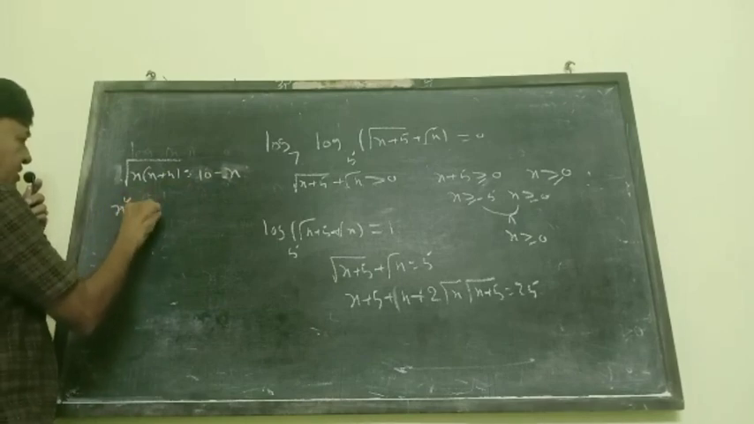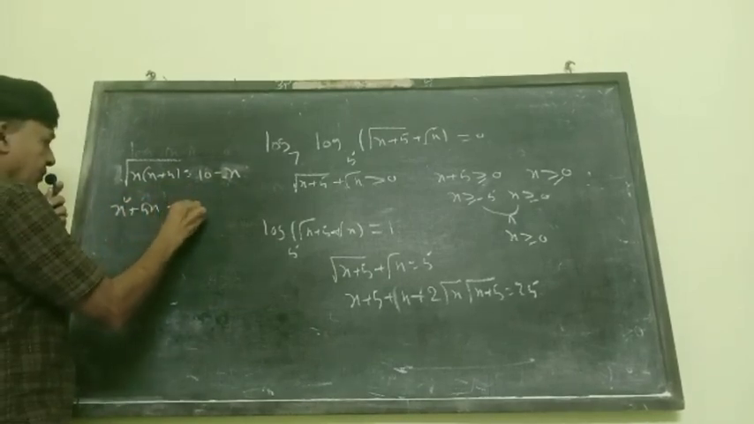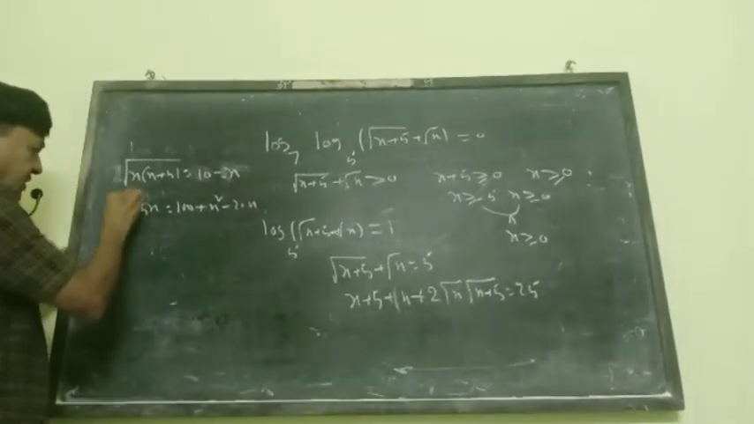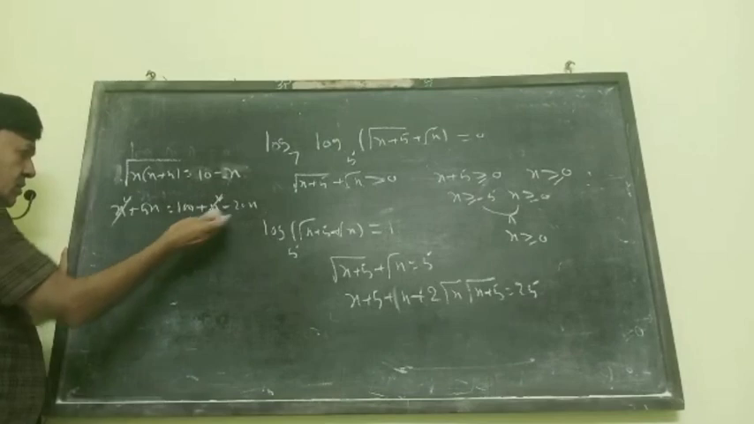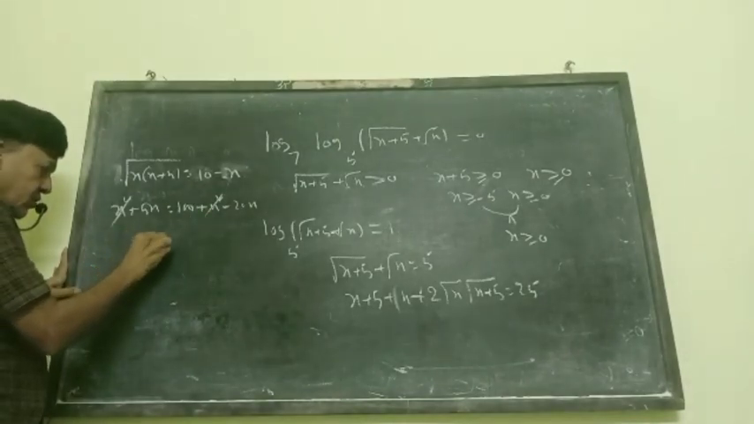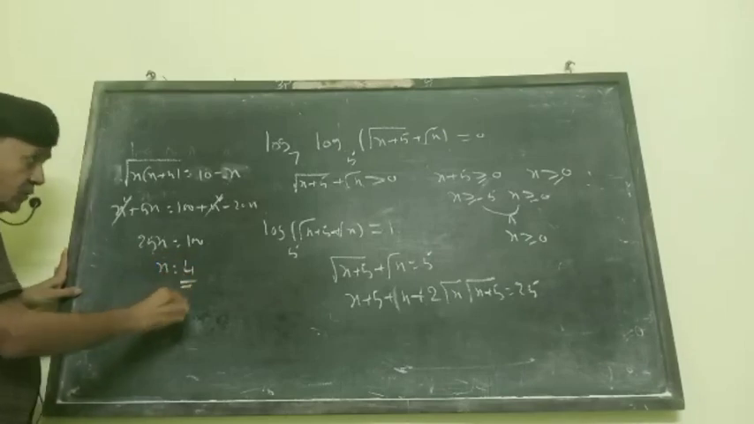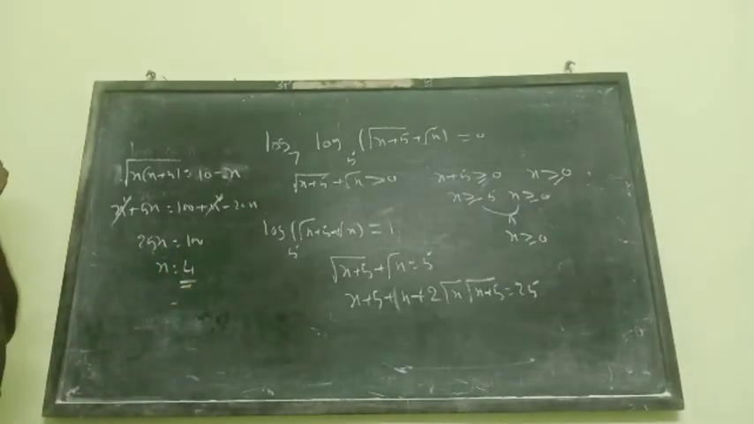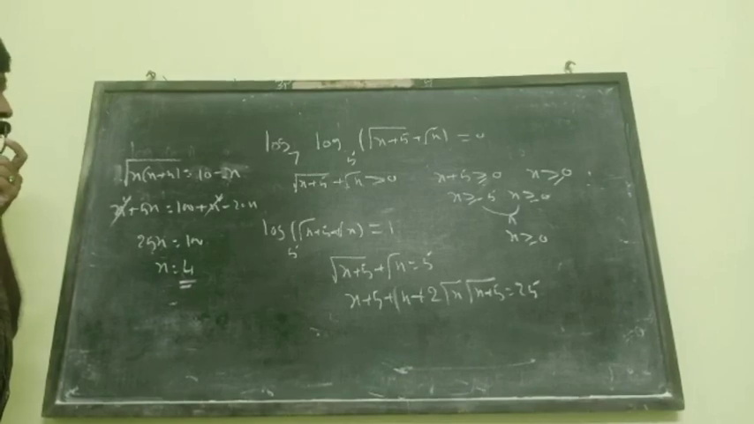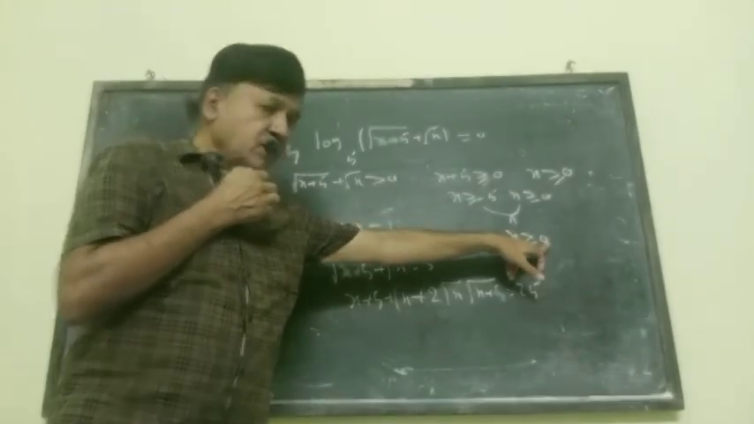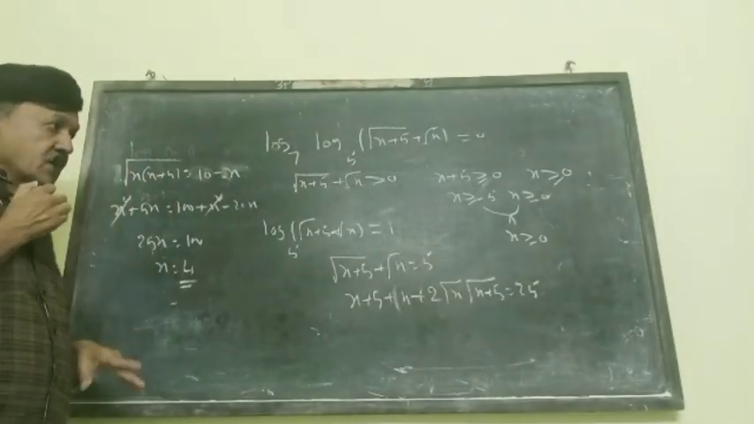x square plus 5x is equal to 100 plus x square minus 20x. x square will bring it to this side. 25x is equal to 100, x is equal to 4. See, x is equal to 4, is it satisfying this domain? Yes. So x is equal to 4 is a solution.